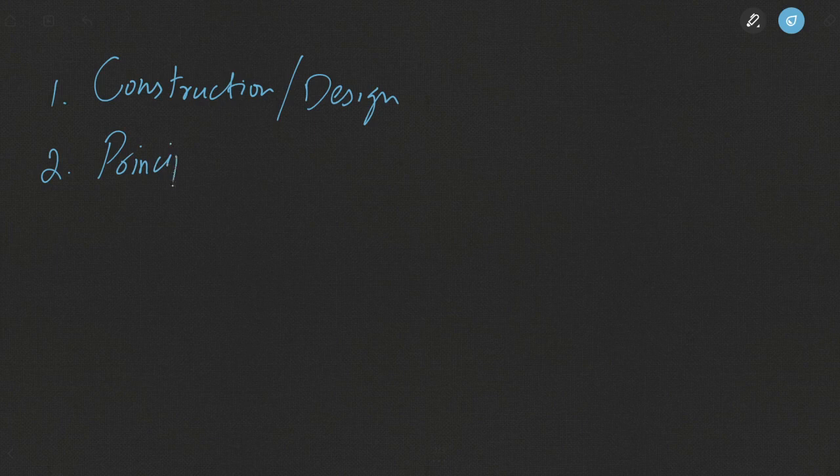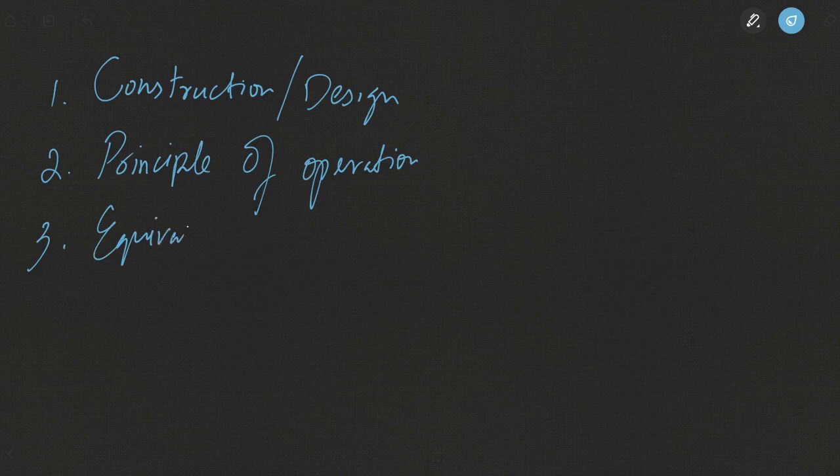construction, the design of these machines. You will be looking at the principle of operation. You will be looking at the equivalent circuit, how we can represent a physically existing machine. It will have both the electrical part as well as the mechanical part, and how we can represent that using equivalent circuits.